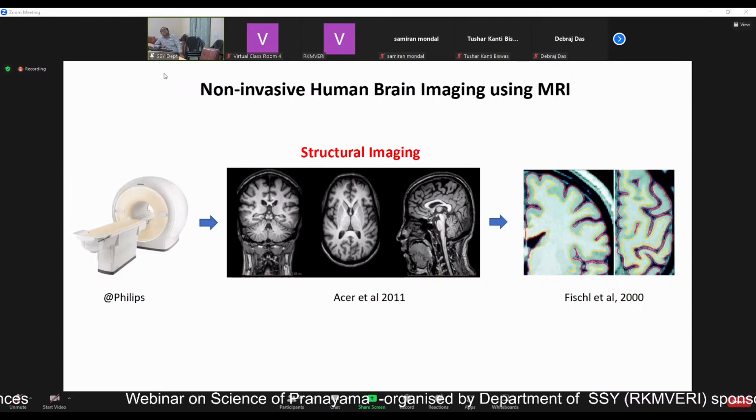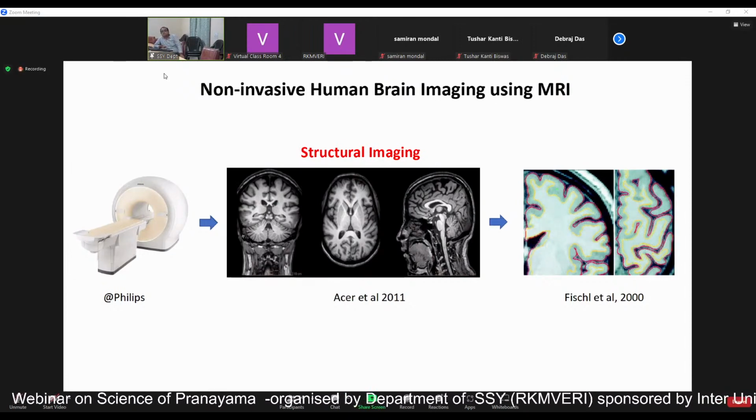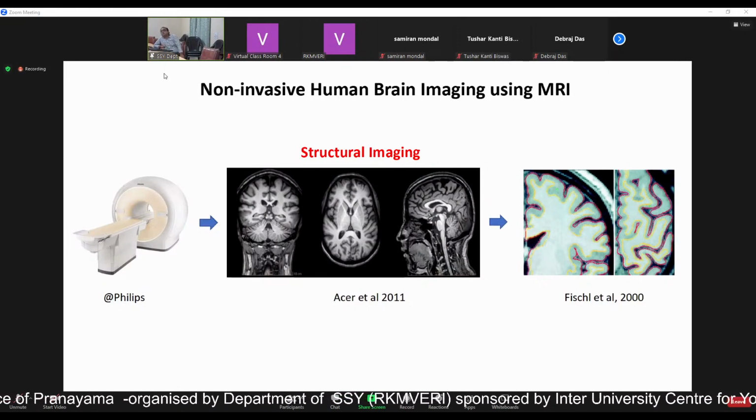Once we have brain images like this, we can use different image processing methods to find those two boundaries, like the yellow line and the red line. Then, after some computational steps, you can find out the volume, area, thickness, curvature, and all those parameters.